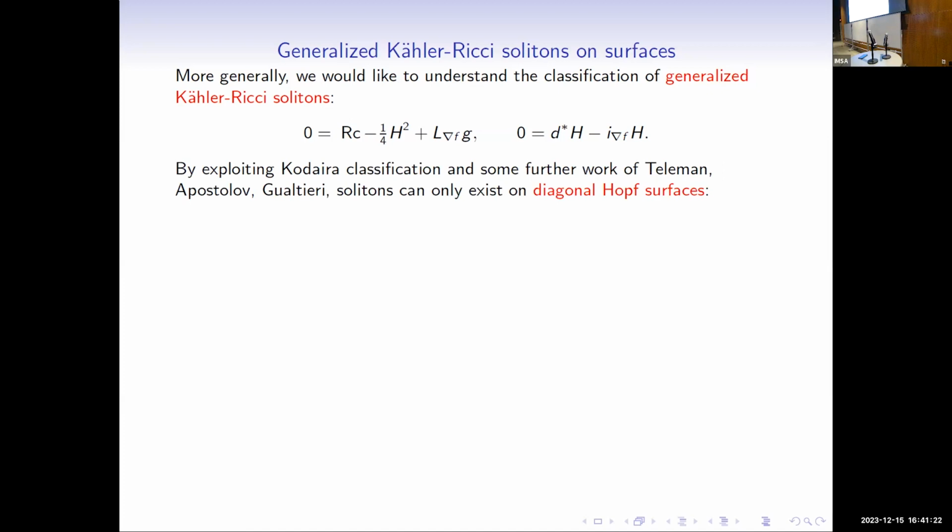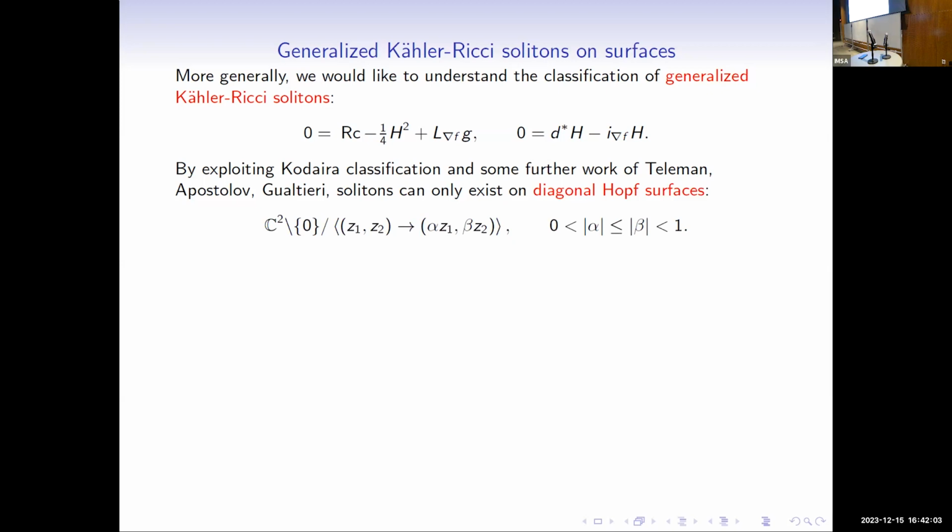So, and here again, I focus on the case of complex surfaces. Building on a lot of prior work, including Kodaira classification, work of Teleman, Apostolov, Gualtieri, you can prove that solitons can only exist on diagonal Hopf surfaces. The Hopf surface that we've seen throughout this week is what I would call the standard Hopf surface. You have more general Z actions on C^2, and one important subclass are the diagonal ones, where the action preserves the two factors. So they can only exist on these.